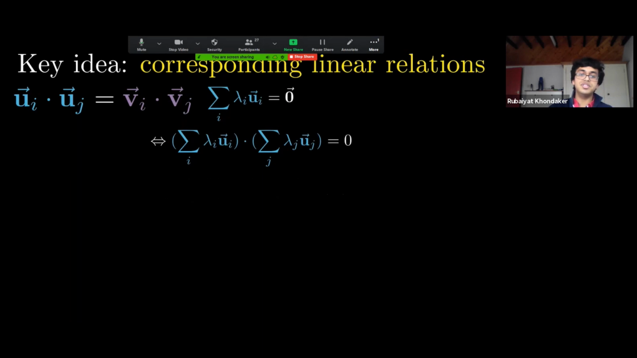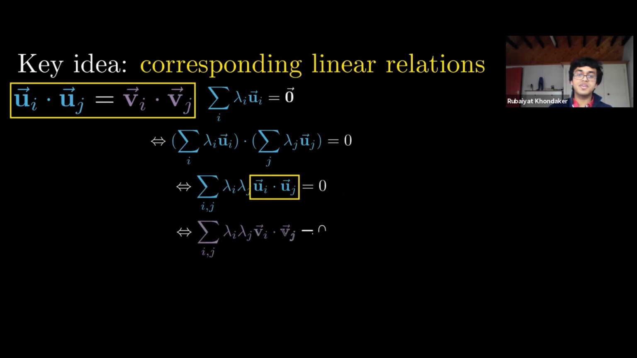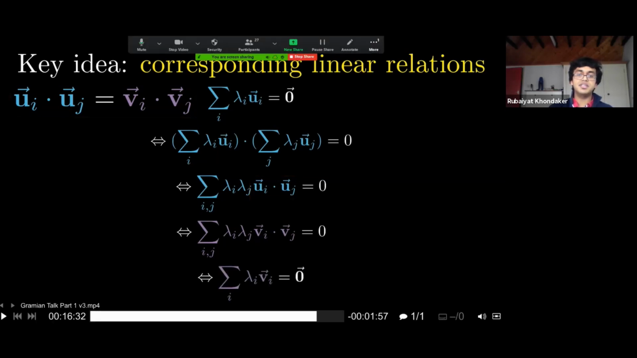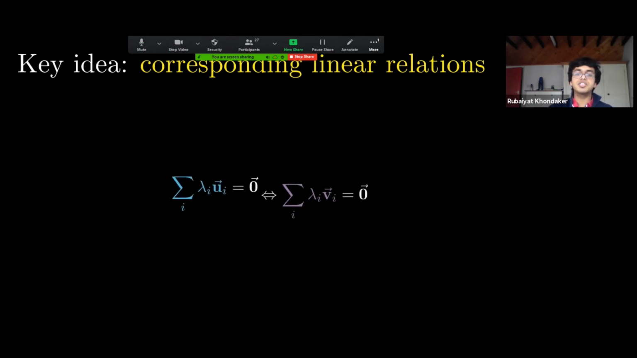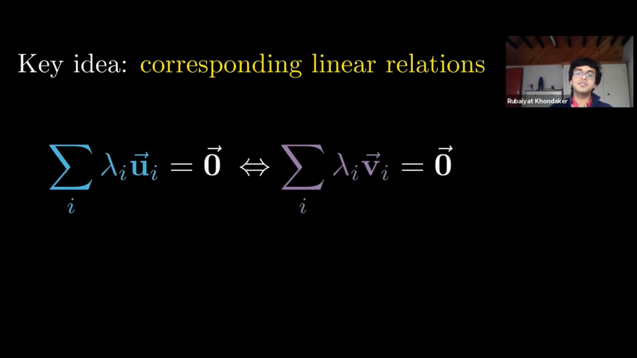So we expand that using the linearity of the dot product. And then we use our key property to convert this into the sum over lambda i times lambda j of vi dot vj. And that's the same as saying that the sum over i of lambda i vi is 0. We just retrace our steps. So this is what I meant by corresponding linear relations. That if you have a linear relation among the ui, it will also work for the vi, and vice versa.